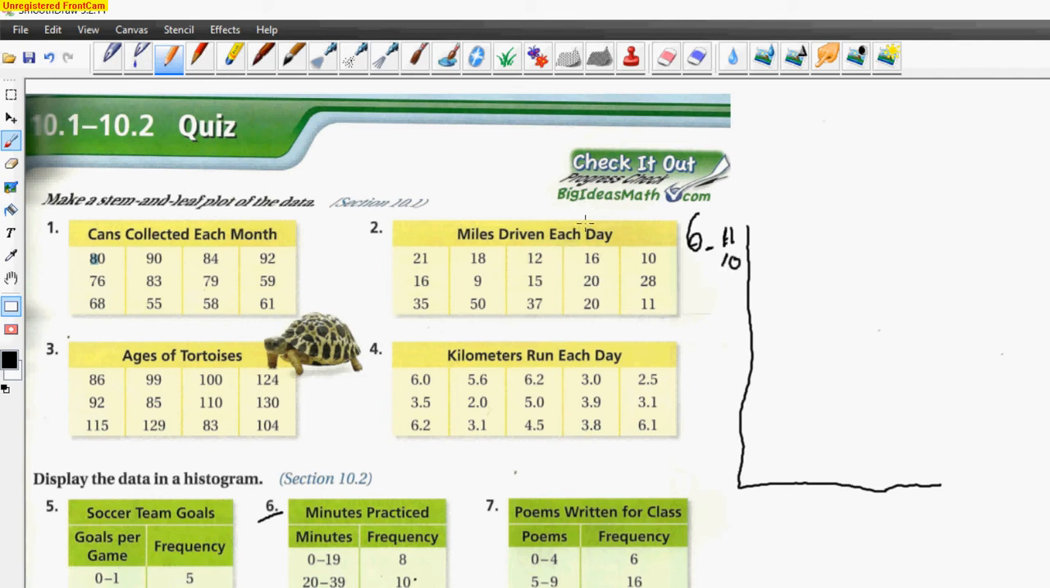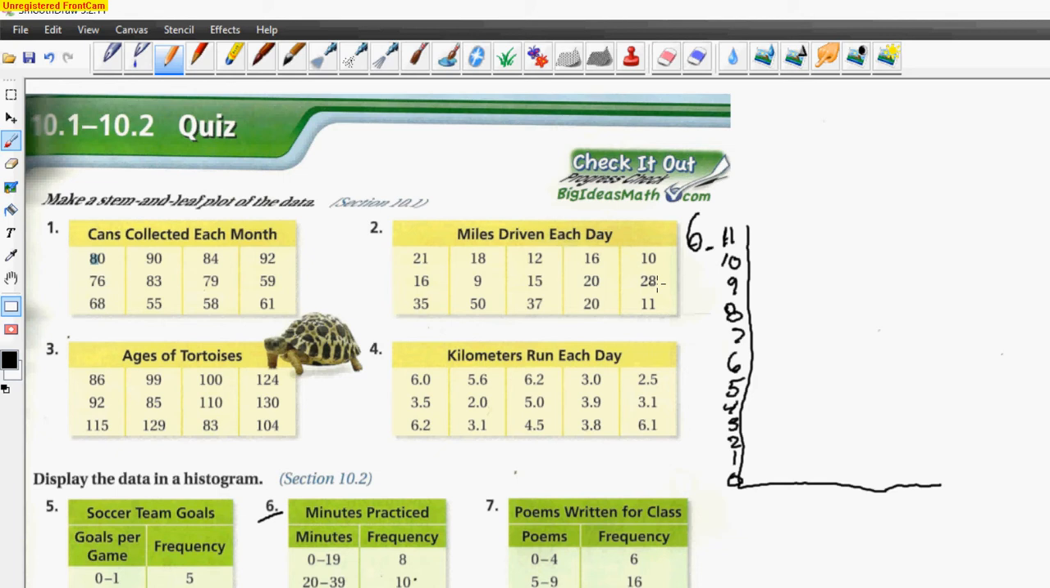So I'm going to go 10, 9, 8, 7, 6, 5, 4, 3, 2, 1, and then of course 0. So let's take a look at this and see where we're at right now.